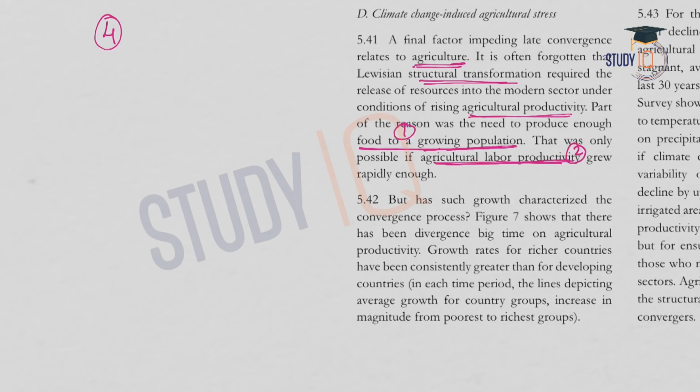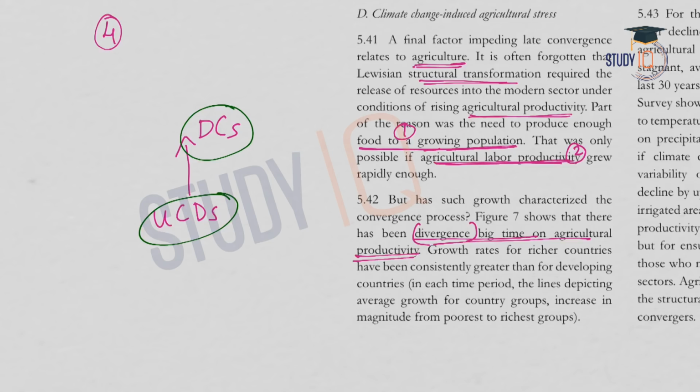It is seen that there has been a divergence in agricultural productivity with regard to the developing countries. What is meant by divergence? We have already seen what economic convergence is. Convergence means the process of developing countries catching up with developed countries. Underdeveloped countries are trying to catch up with developed countries. But in the case of agriculture, it is a different picture. Divergence is happening, which is just the opposite of convergence. Developing countries are not catching up with the developed countries. This is the trend seen in agricultural productivity.